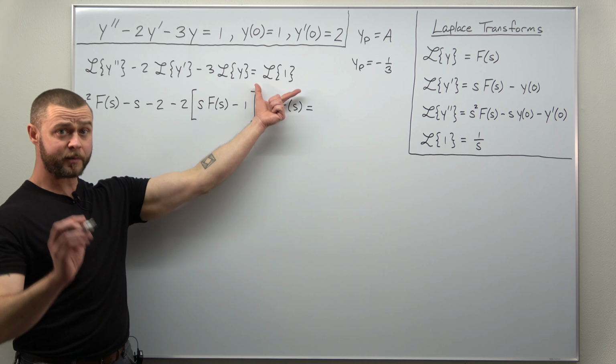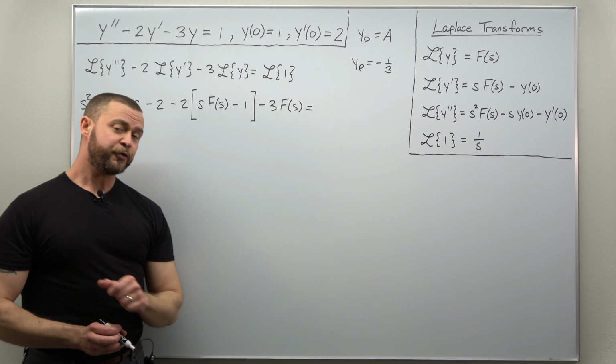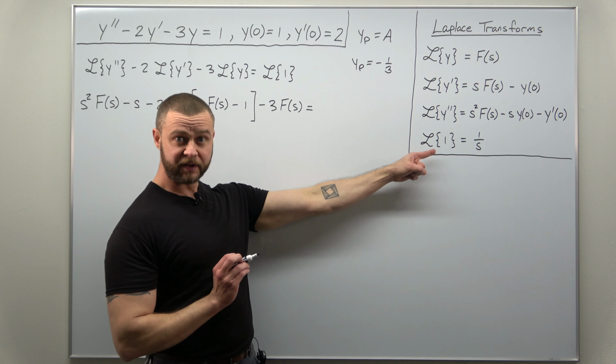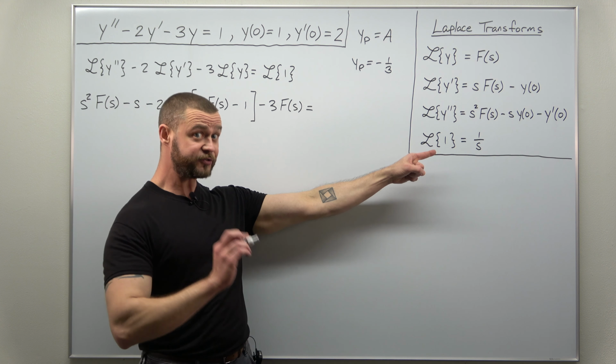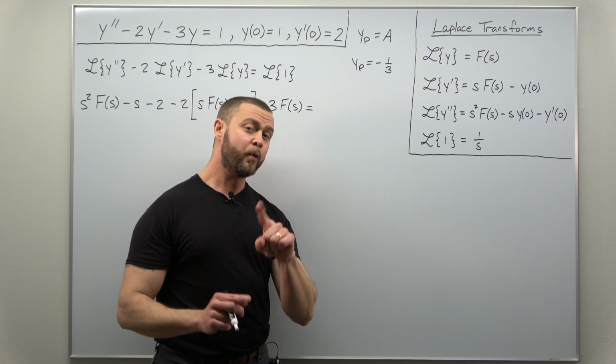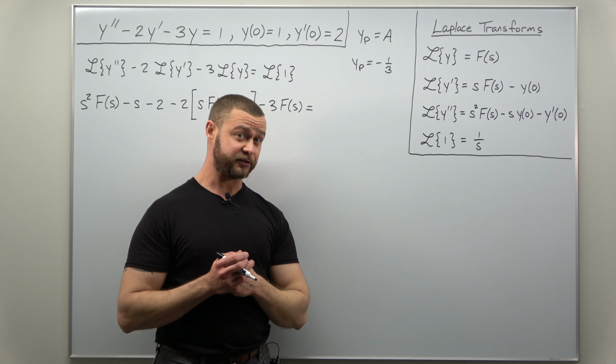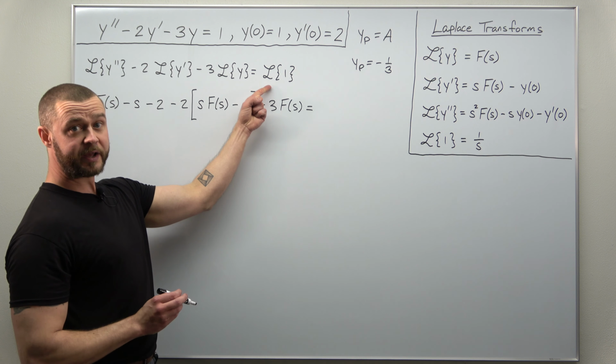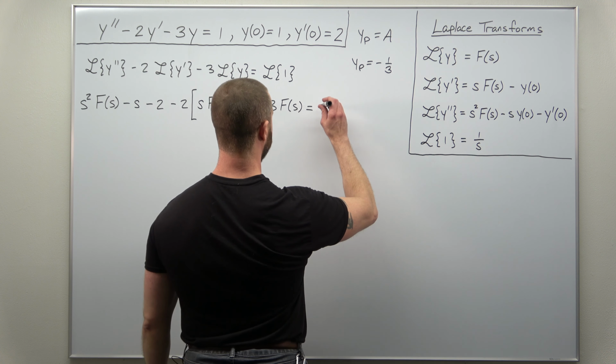Now we need the transform of the right side. The Laplace transform of 1, that's really simple. You can look that up in your Laplace transform table. That comes out to 1 over s. It's probably one of the first entries in your Laplace transform table. So our right-hand side transforms to 1 over s.